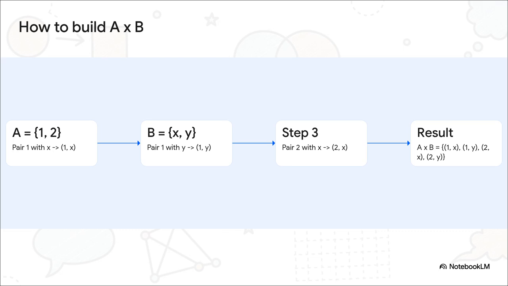So, say our first set, A, just has the numbers 1 and 2, and our second set, B, has the letters X and Y. To build the Cartesian product, we just go step by step. First, you take the number 1 and pair it with everything in B. That gives us 1x and 1y. Easy. Then you do the exact same thing with the number 2, which gives us 2x and 2y. And that's it. This new set of 4 pairs is our complete Cartesian product. It's every possible connection between A and B.